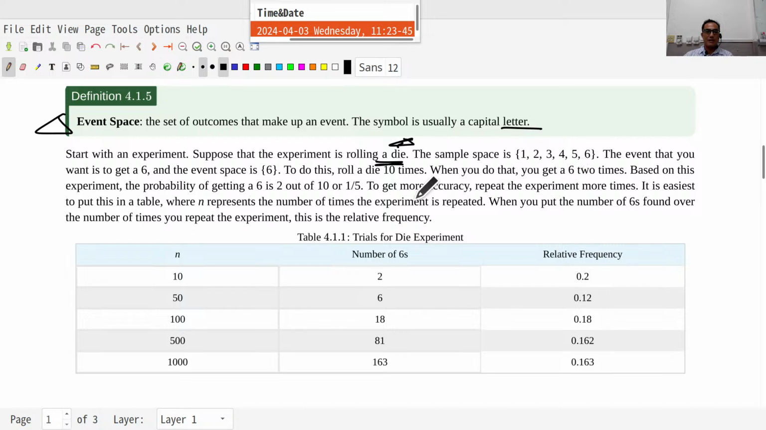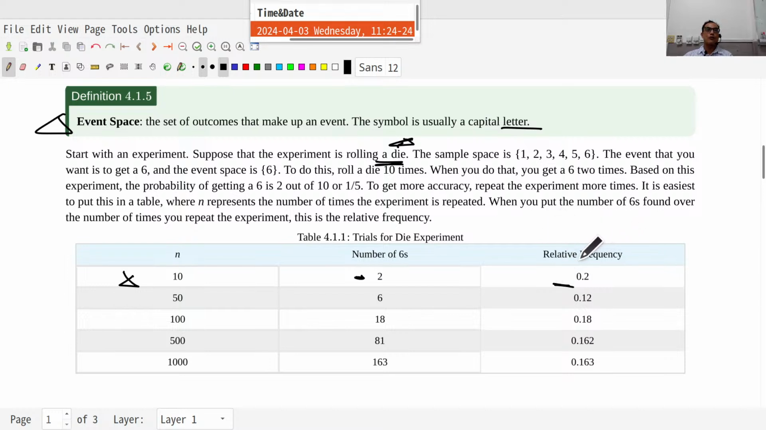It is easiest to put this in a table, where n represents the number of times the experiment is repeated. You put the number of sixes found over the number of times you repeat the experiment. This is the relative frequency. Take a look at this table. If we throw the dice 10 times and it came up twice as a 6, 2 divided by 10 is 0.2. It's called a relative frequency.